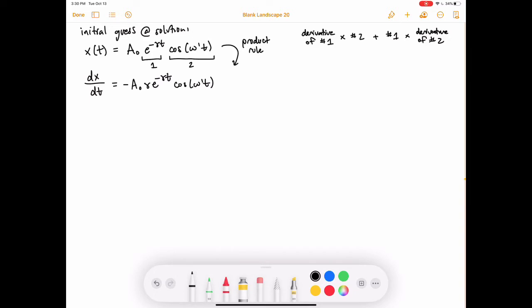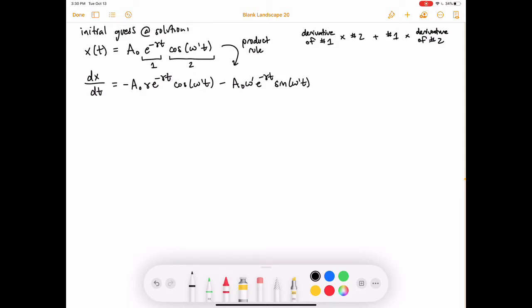Then we add to that, so we have the constant a naught out front. And then we have e to the minus gamma t. We're just leaving function number 1 alone now. And then we have to take the derivative of the second function. So cosine, when you take the derivative, goes to negative sine. But then we bring out a factor of omega prime when we do that derivative.